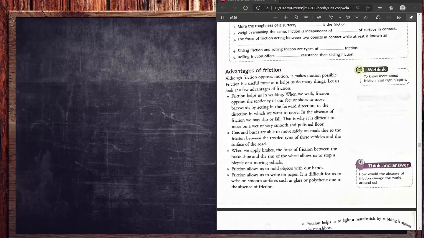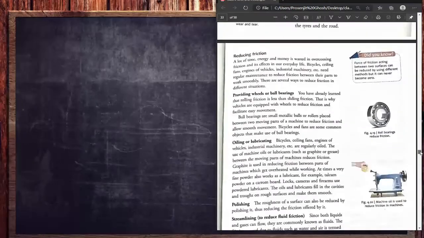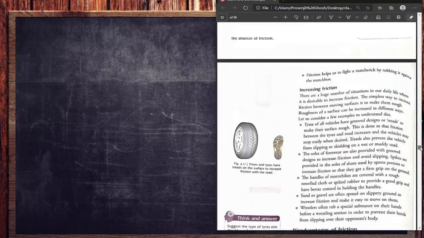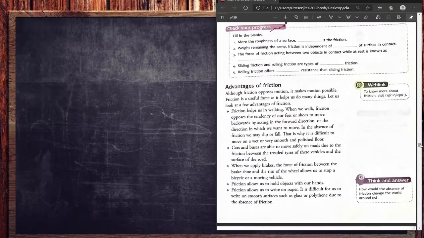So we are back in the last class of friction and force. In this class we will discuss the advantages and disadvantages of friction, and also how we can increase or decrease the friction. So one by one I'm coming into that.